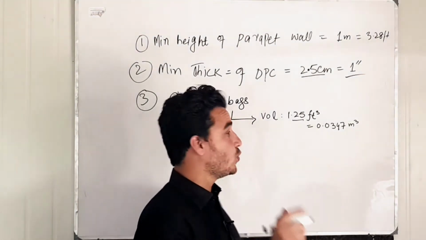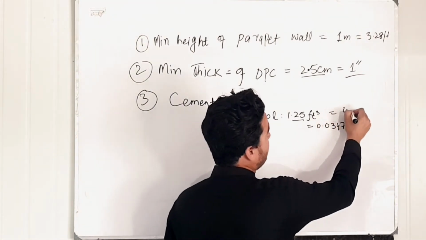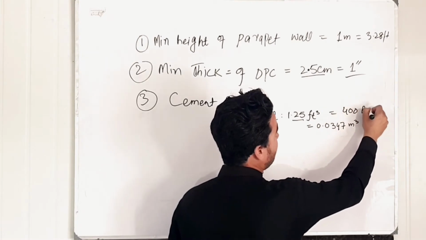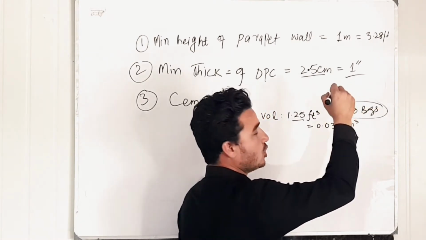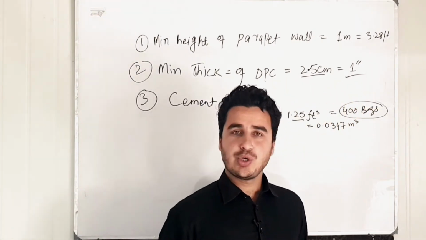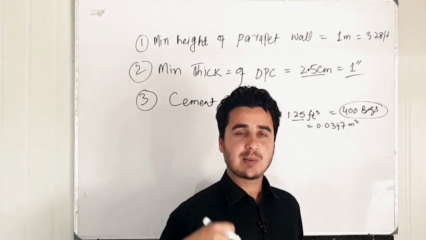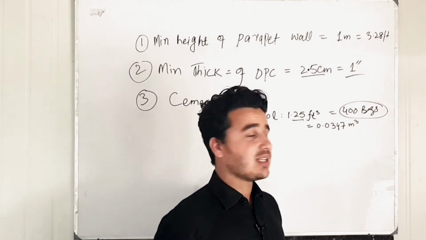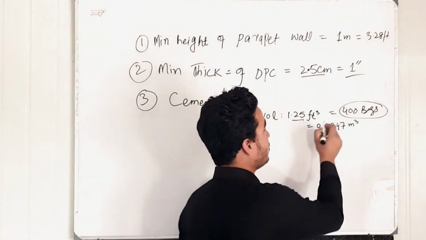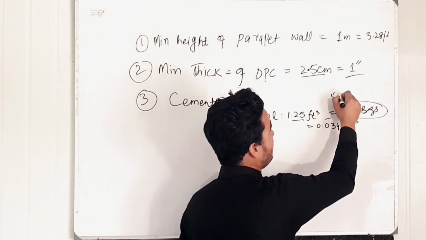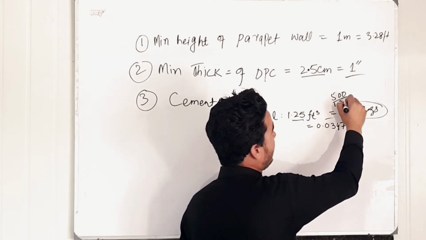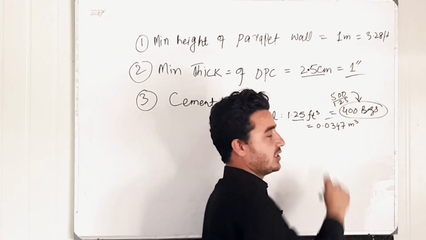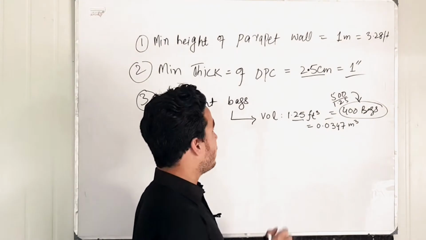So this is equal to 400 bags of cement. So if someone told you that I am going to use 500 cubic feet of cement, then please tell me what is the number of bags. Then you will have to convert it this way: 500 divided by 1.25, which will give you 400 bags. Okay, so this was about the volume.